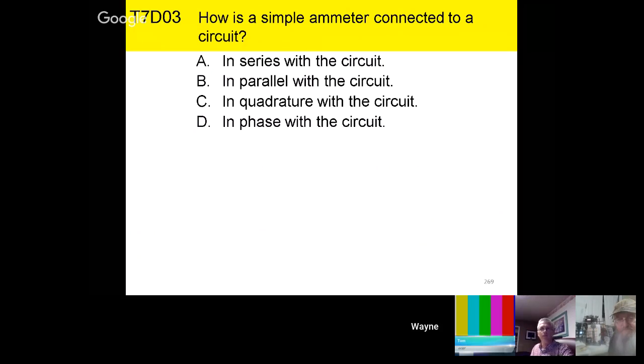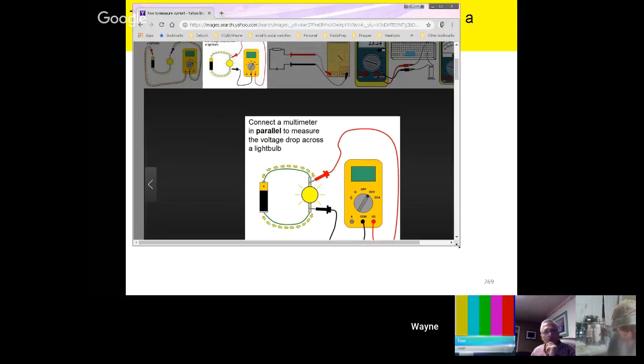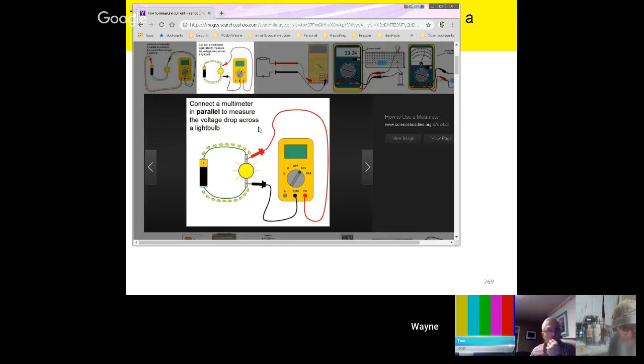I'm going to bring up something here on the internet and see what we can find. Okay. Pull this over and so this is how you would measure voltage. You want to know the voltage across there. This is how you would hook up your voltmeter, and it would tell you how much voltage is across that particular component or how much voltage is across the battery.